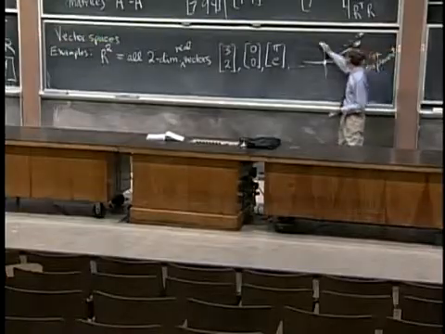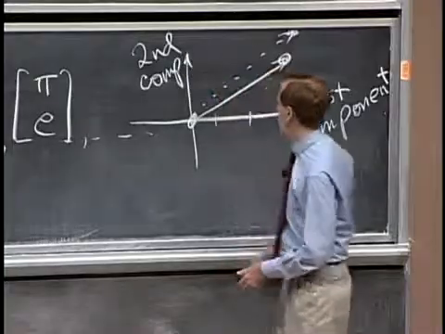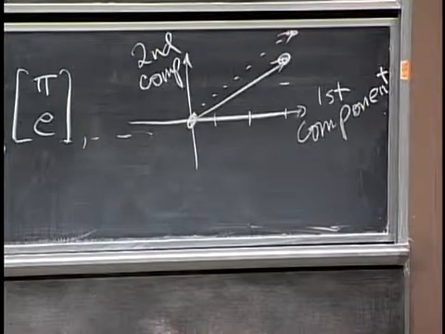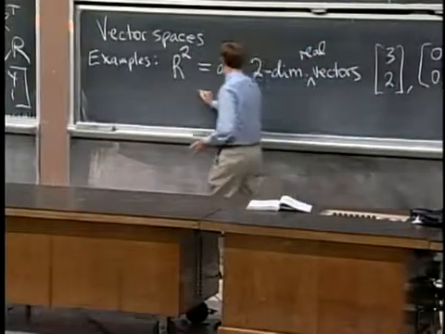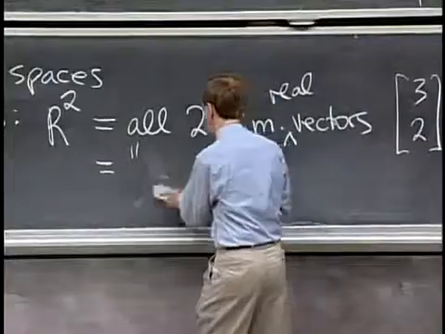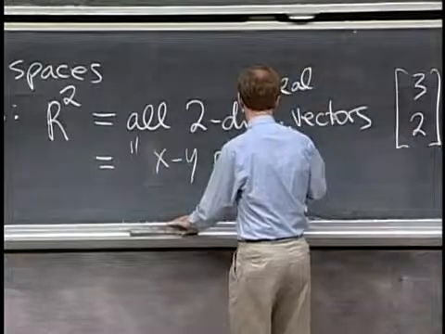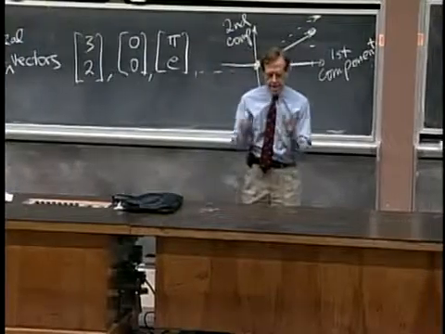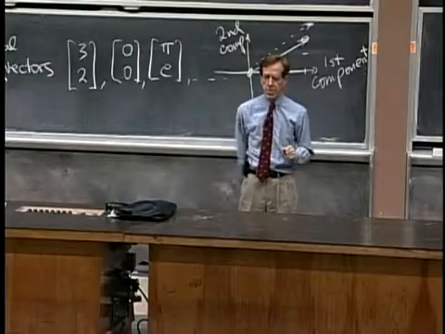On the horizontal, and this is the second component going up the vertical. And the whole plane is R2. So R2 is, we could say, the plane, the xy plane. That's what everybody thinks. But the point is, it's a vector space because all those vectors are in there.